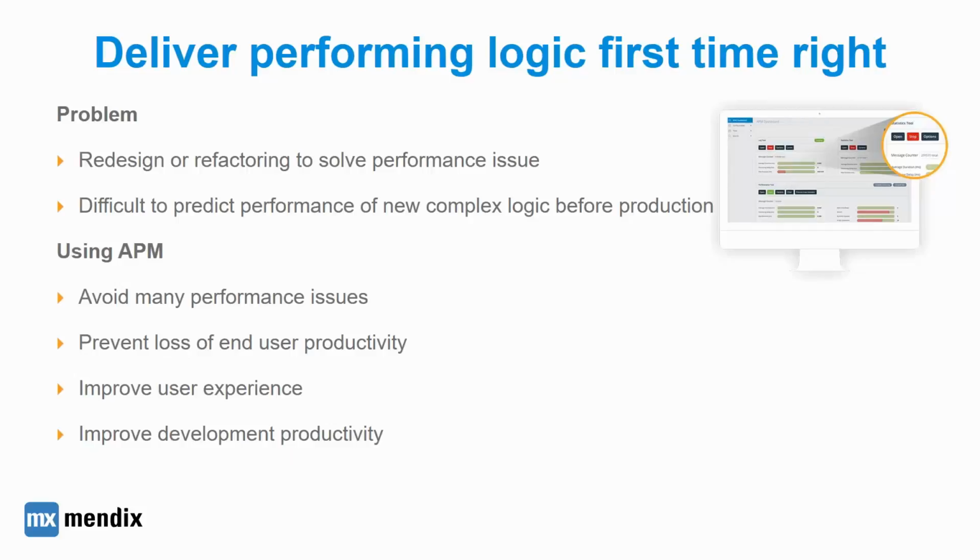The next use case is a different use of the performance tool. What I said before, if you had a performance issue, management will ask you what can we do to prevent this. Well, the issue with performance is that if you have to redesign and refactor your issue, that takes time and has a lot of impact on your application, and it would be a lot better to do it the first time right. And also it's difficult to predict the performance of complex logic before you are in production.